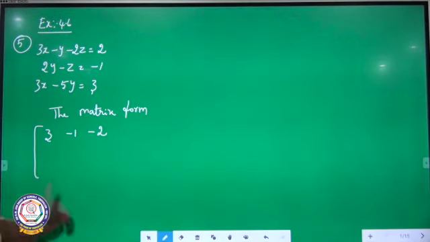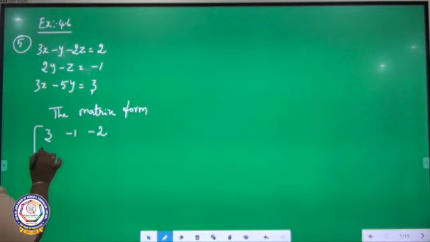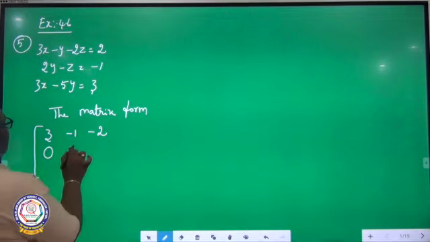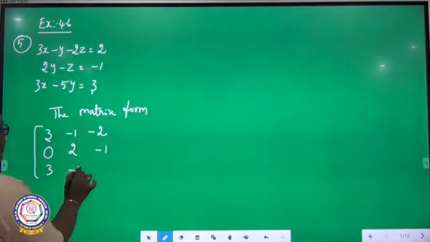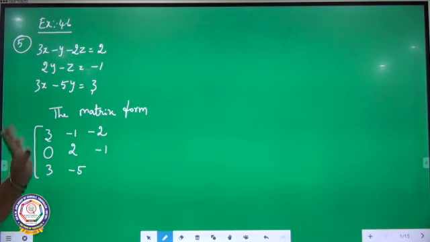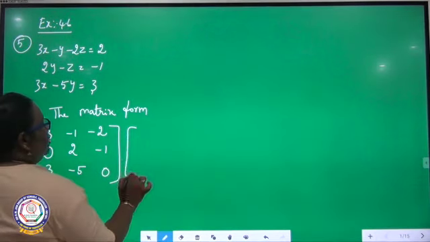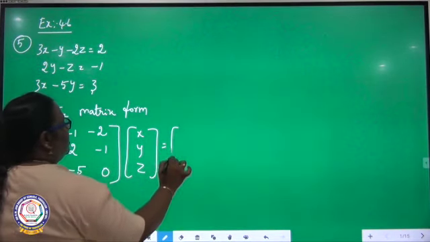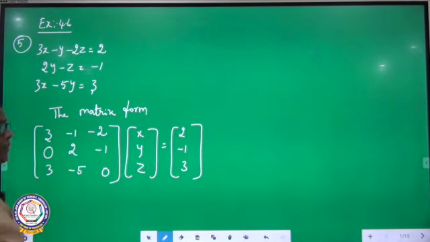See, there is no x coefficient in the second equation, so you can put 0 instead of that x value: 0, 2, minus 1, 3, minus 5. In the third equation, the z coefficient is not there, so instead of the z coefficient you can put 0. x, y, z equal to 2, minus 1, 3.